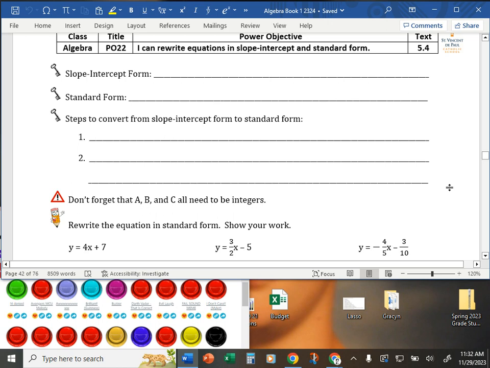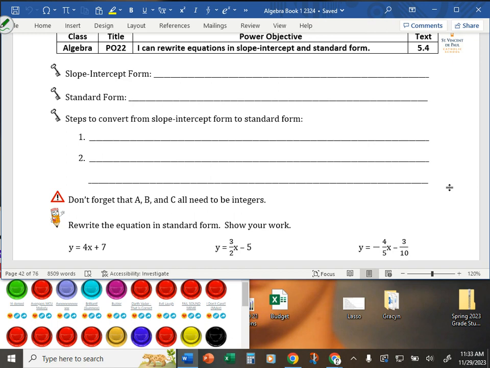Good day, Algebra. We are starting PO22 today. Likely going to be a 2-day objective. A, because the POs, I want to make sure we cover it well. And B, because we only have about 17 minutes left anyway on the short class. So we're only going to get through half of it.